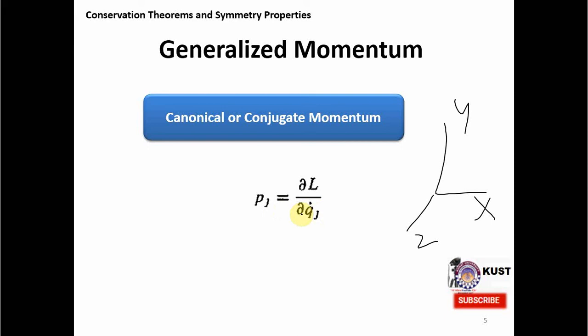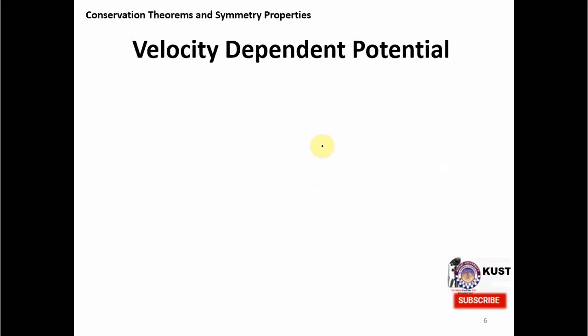Okay, so now since we know the definition of the generalized momentum, we can make one more generalization. This was the first generalization. So mind you, there are two generalizations we are using here. The first generalization is that we are going from Cartesian coordinates to generalized coordinates, and the second generalization is that we are going from velocity independent potentials to velocity dependent potentials.